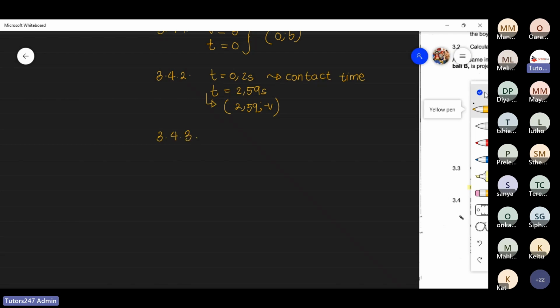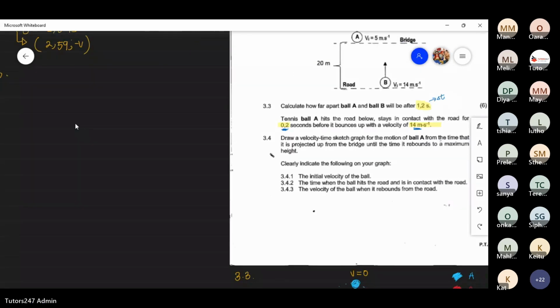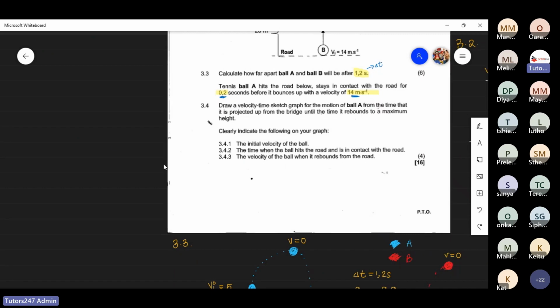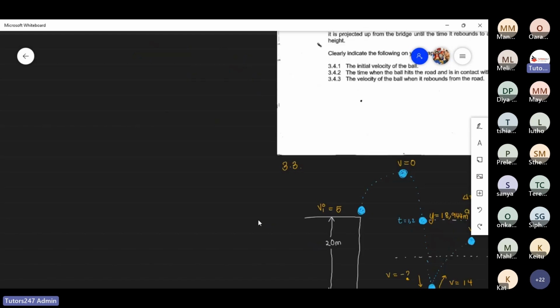Let's have a look at 3.4.3. What do we need to indicate regarding 3.4.3? We need to indicate the velocity of the ball when it rebounds from the road. So when it rebounds, that is going to be after the 0.2 seconds. So when it rebounds, that velocity was 14 meters per second. So how do we calculate the time when this rebounds? Keep in mind, it hit the ground at 2.59.